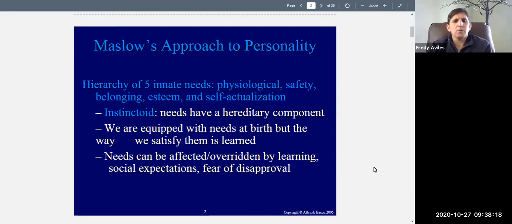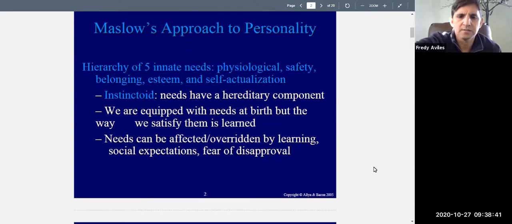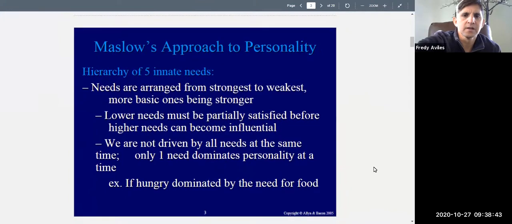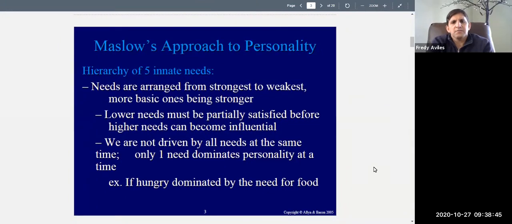Based on what we learn from other people, our expectations, or because we're disapproved of, let's say by parents, by society, by peers, or whatever it is. Okay, so these needs can be affected by the environment, the social environment, but the need is there. We all feel it, but they can be affected by the environment. So let's talk more about this. More about the hierarchy of the 5 innate needs.